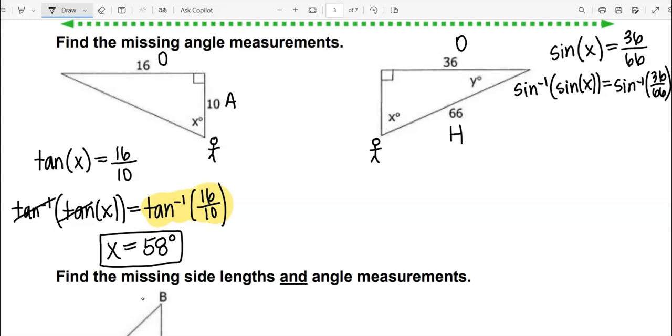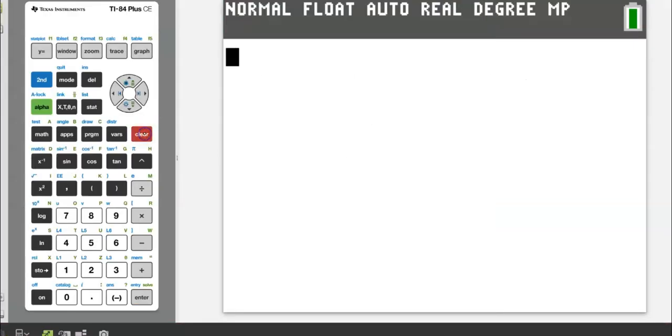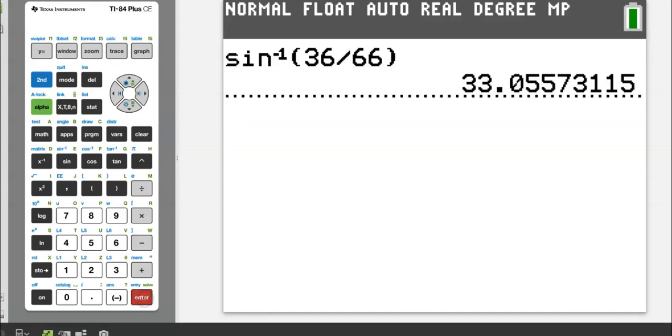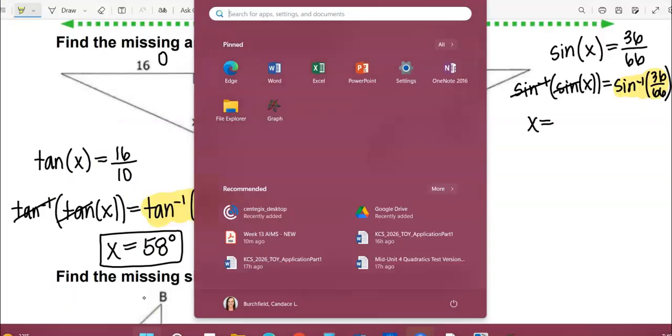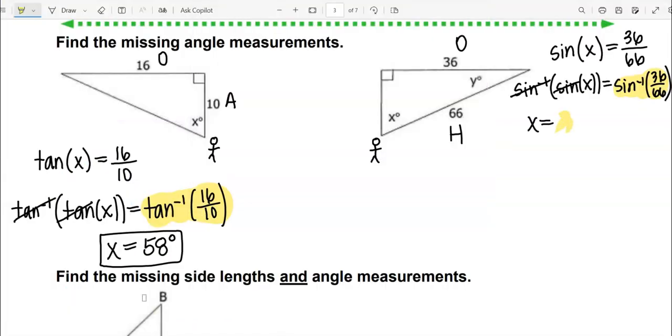Why did we do that? Yeah, to get rid of sine. So sine inverse and sine undo each other. And that leaves me with x equals. And then all I have to do from here is type in the right side to my calculator, sine inverse of 36 over 66. Sine inverse is going to be second sine, and then 36 divided by 66, make sure to close it after that. And I got 33. Anybody else? Good. So 33 what? Degrees.